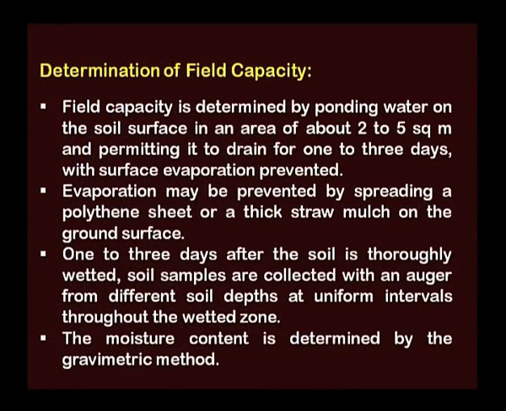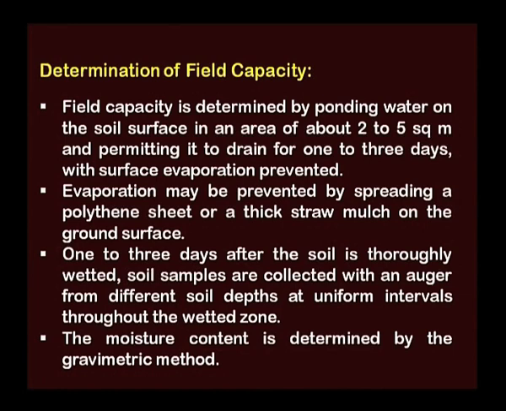Field capacity can be determined in the laboratory as well as under field conditions. The method for determination of field capacity is described. Field capacity is determined by ponding water on the soil surface in an area of about 2 to 5 square meters and permitting it to drain for 1 to 3 days with surface evaporation prevented. Evaporation may be prevented by spreading a polythene sheet or a thick straw mulch on the ground surface.